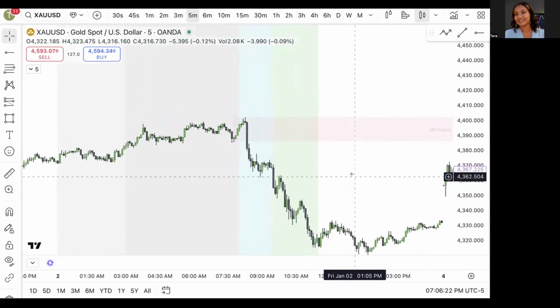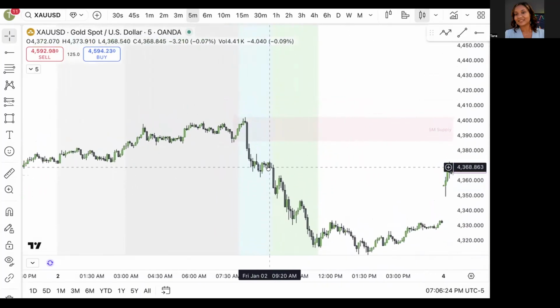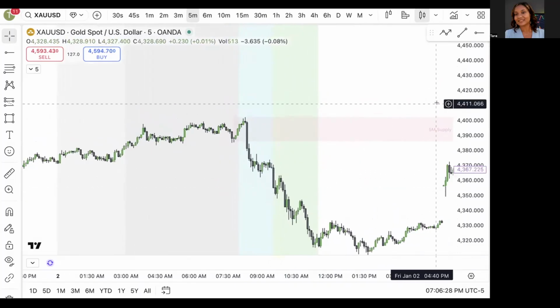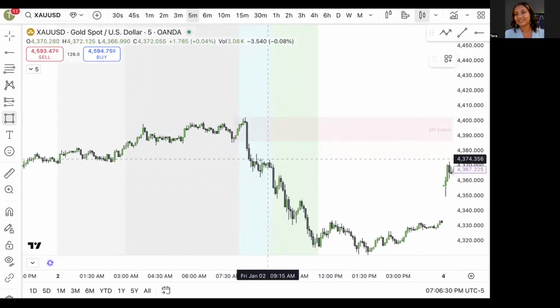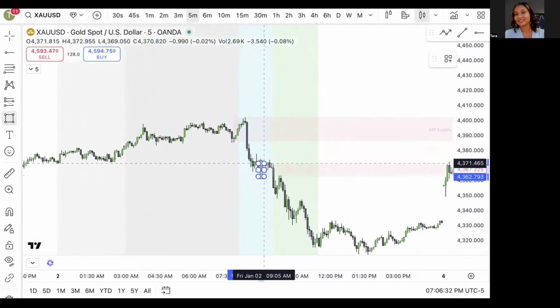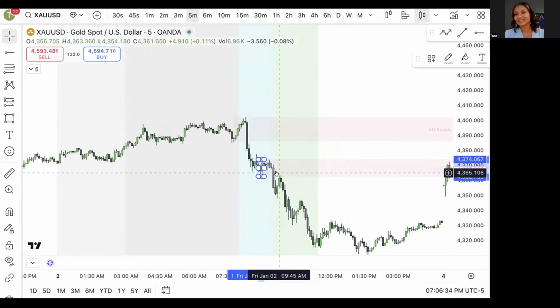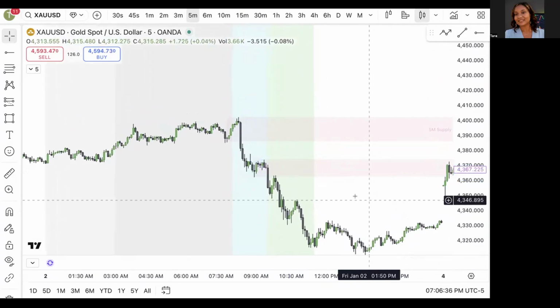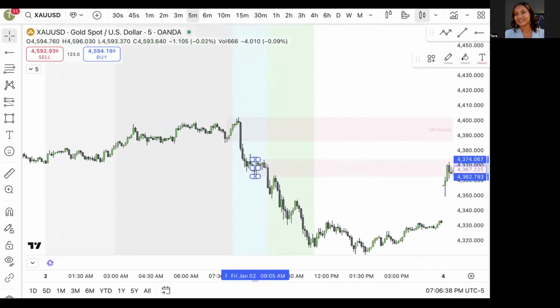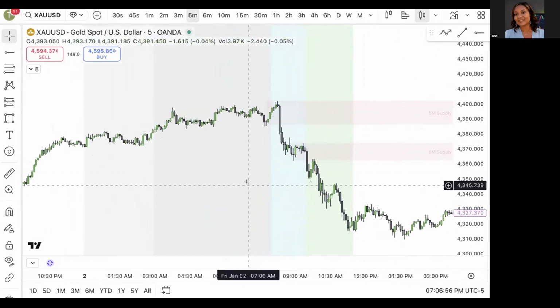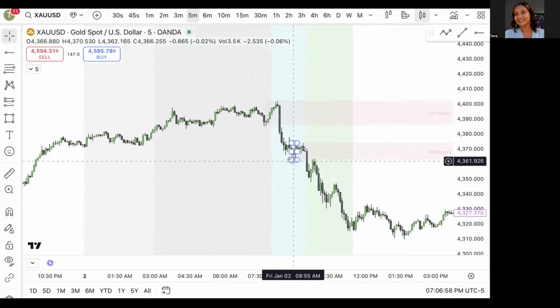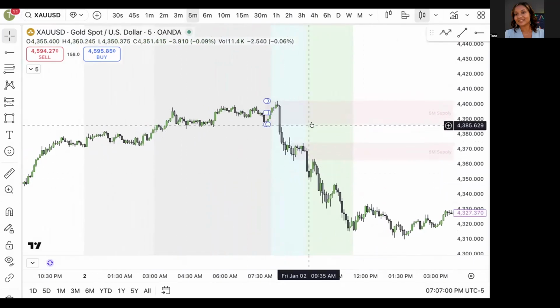We also notice that there is another supply zone here. Here's an aggressive move down, and so we're going to mark another zone. Our last push up before an aggressive move down is here. All right, and this is another 5-minute supply area. Okay, and so what we're doing is looking for price to return to one of these zones.